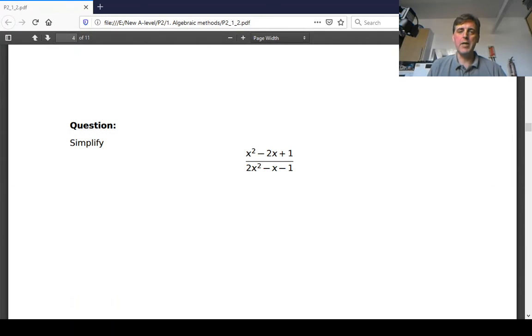Okay then, so here's one for you to do. I'd like you please to simplify that algebraic fraction. You might want to factorize both the numerator and the denominator and look for those common factors. Pause the video, see how you get on.